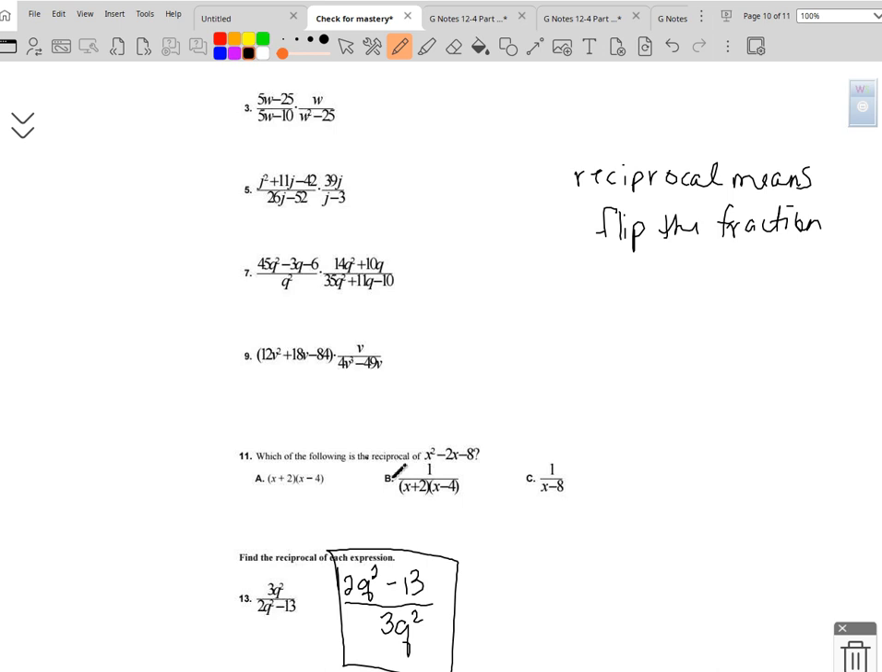These are factoring. This one you have to factor first, and then flip it. If we have time and we want to do that one together, we will. I'm going to go to the back page.